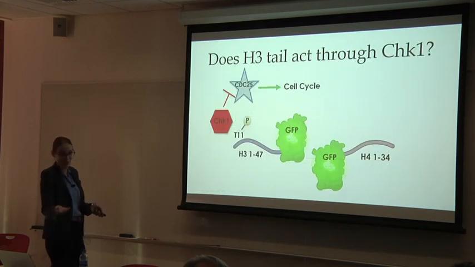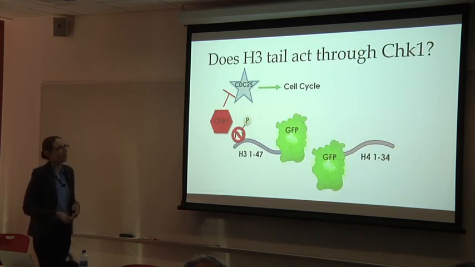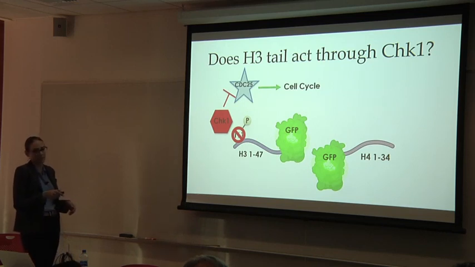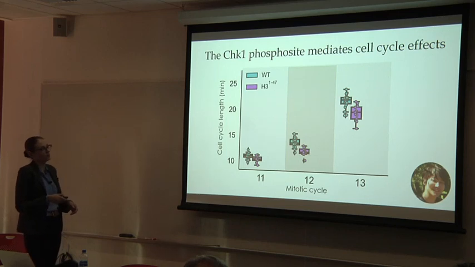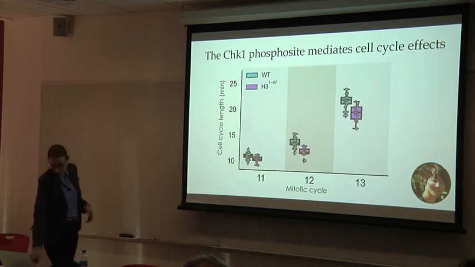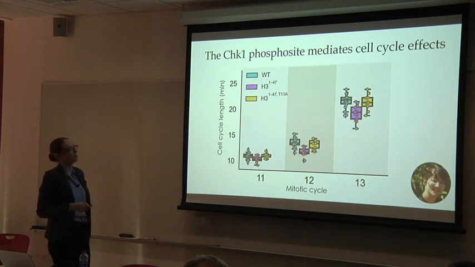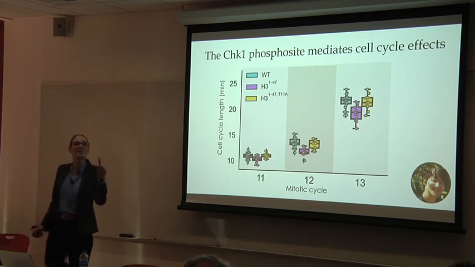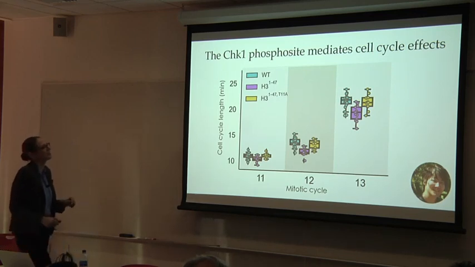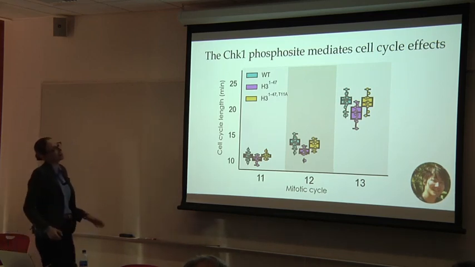We also did the experiment that you asked for, which is in the context of this H3 tail, we mutated this T11. Just to remind you, wild type, the full length tail, like the wild type tail, the T11 mutant perfectly restores back to wild type cell cycle times. So it's this one amino acid on this tail that is responsible for this entire phenotype.